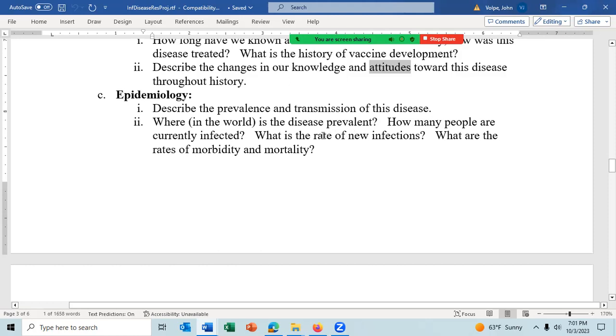You should state where in the world it's present, how many people are currently infected, what's the rate of new infections, what are the rates of morbidity and mortality. If you can't find it for worldwide, just state it for the United States. Okay?